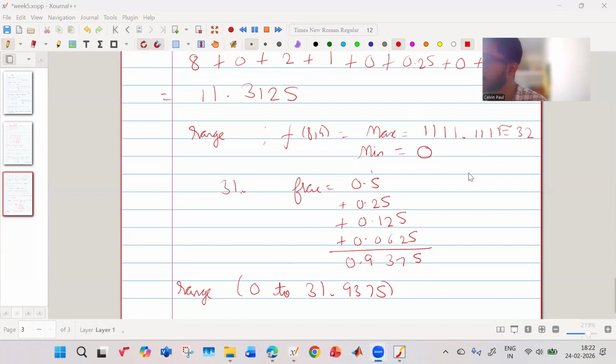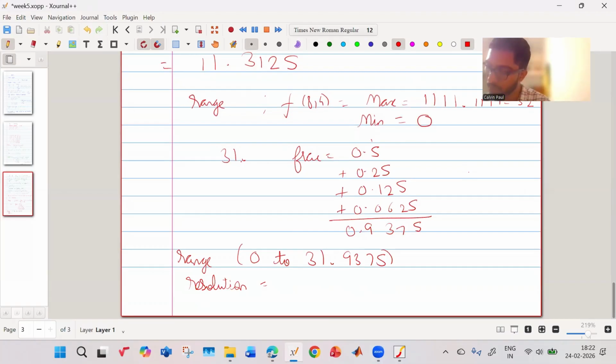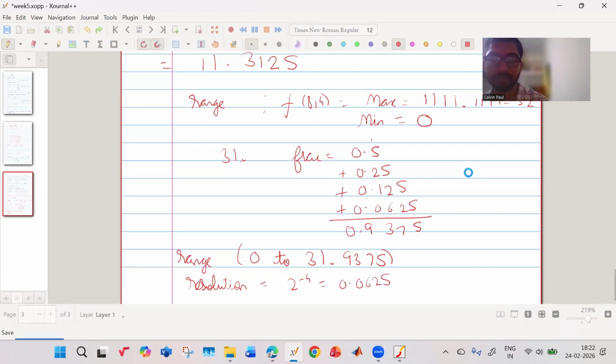Now, what is the resolution? Resolution is the accuracy, like what small value you can detect, which is the smallest value you can represent using this. So that is actually 2 raised to minus 4. That's the smallest change. That is what the least significant bit represents. That is your resolution. So 2 raised to minus 4 comes out to be 0.0625. Okay, so this is the representation.